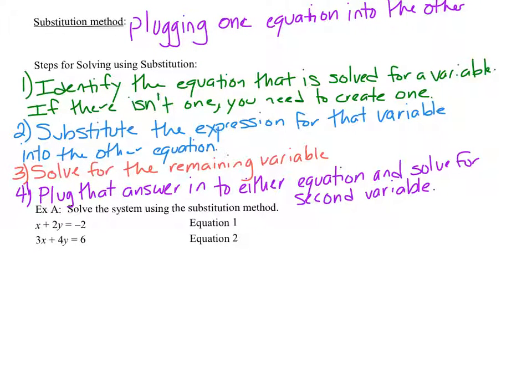So, all right, we've got an example. Example A, solve the system using substitution. Looking at those two equations, do I have one of them that is like x equals something or y equals something? No, I don't. But looking at them, this top one, it's got an x and then this 2y. I'm thinking that I could easily move that 2y to the other side and I could have x equals something.